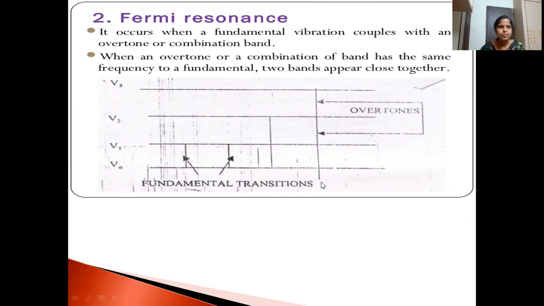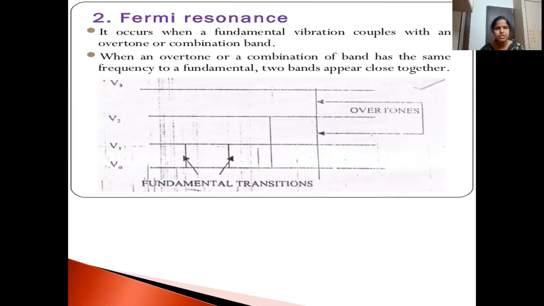Then there is another type of transition which we call overtones. Sometimes the transition takes place from V0 to V2. That we call an overtone. We have first overtone, second overtone also. When it takes place from V0 to V2, it is known as the first overtone.